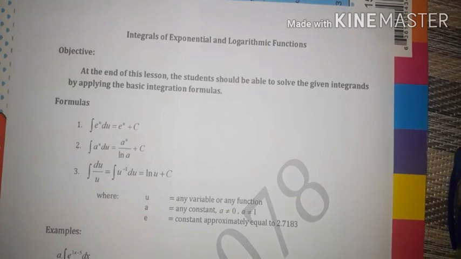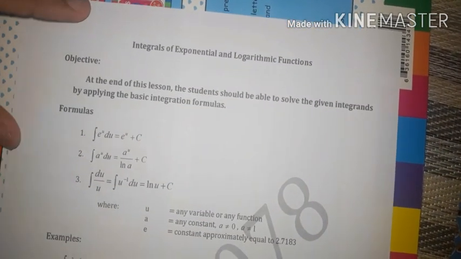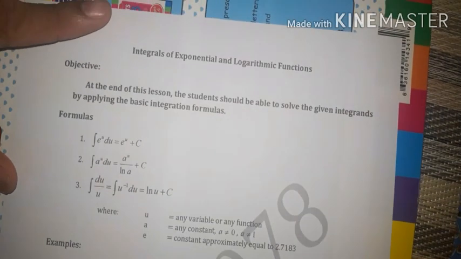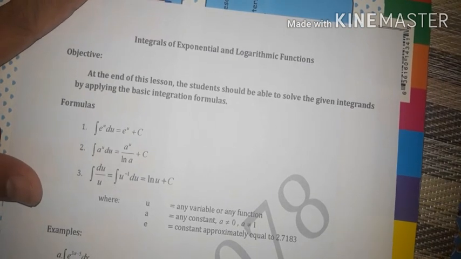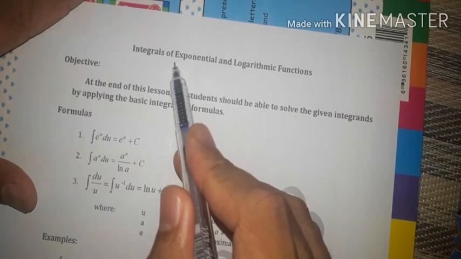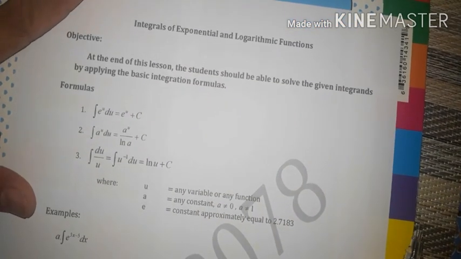Okay, our next lesson is integrals of exponential and logarithmic functions. So at the end of this lesson, you should be able to solve given integrands by applying basic integration formulas involving exponential and logarithmic functions. So here are the formulas.